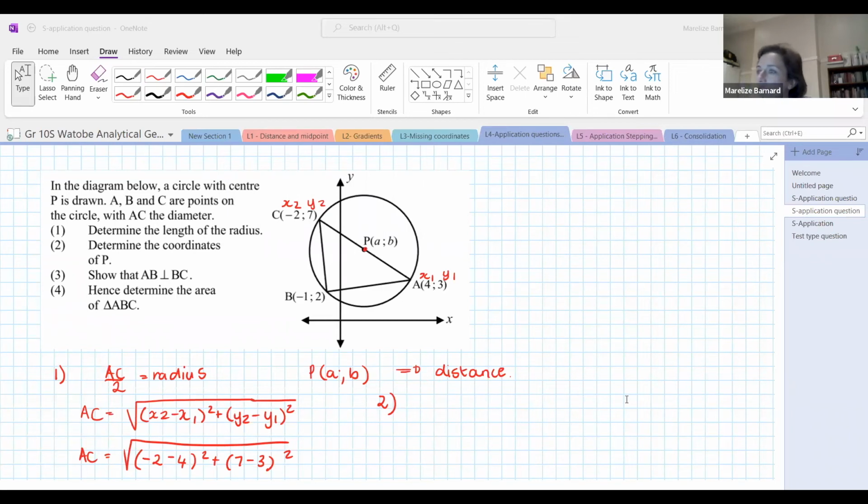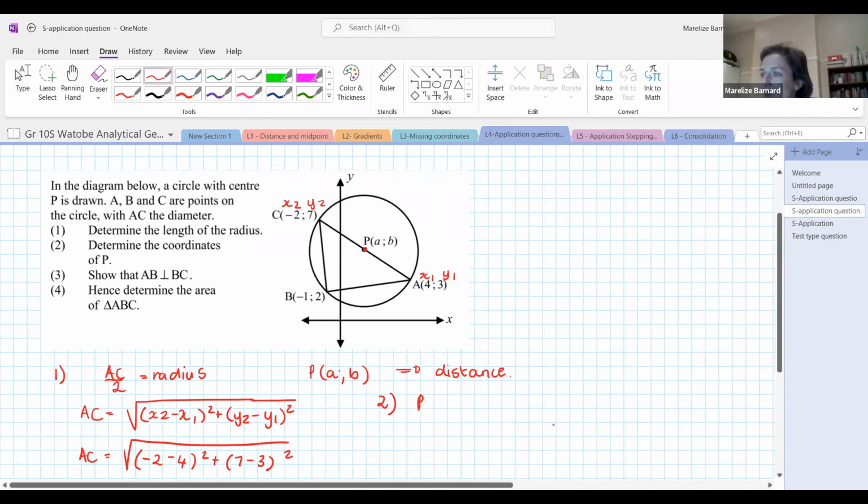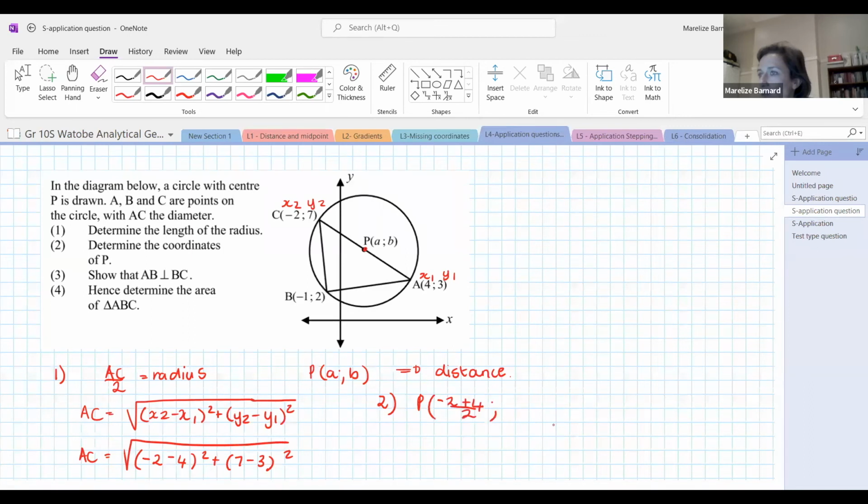Okay, right, let's go on to the next question, the midpoint of P. Some of you might have worked this out already. For P, we are going to do (-2 + 4) divided by 2, (7 + 3) divided by 2. That's just the midpoint. So -2 plus 4 is 2, divided by 2 is 1, and then 7 plus 3 is 10, divided by 2 is 5. Yes, that's right, Letita. It must be 1 and 5. So check your calculations.